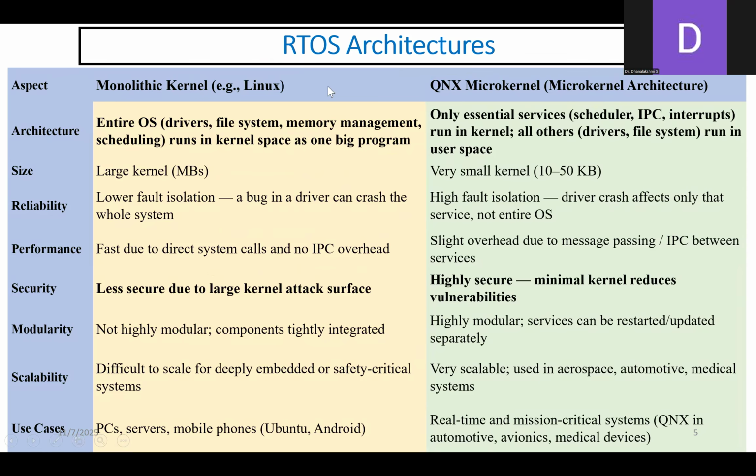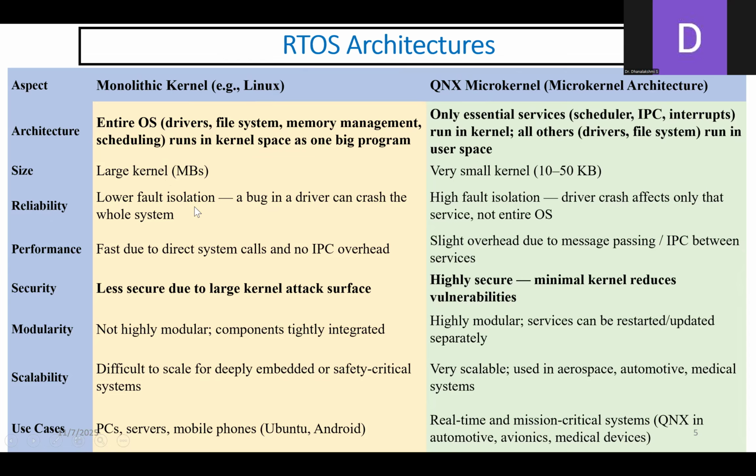I have made the difference here very particularly about the monolithic. Let's talk about Linux and here QNX, based on a microkernel. As I said, the entire OS runs in the same kernel space as one big program. Here, the scheduler, IPC and interrupts run in the kernel and the others run in user space. So here you need a large kernel size in terms of MBs. Here you require a very small kernel size, in the order of KBs.